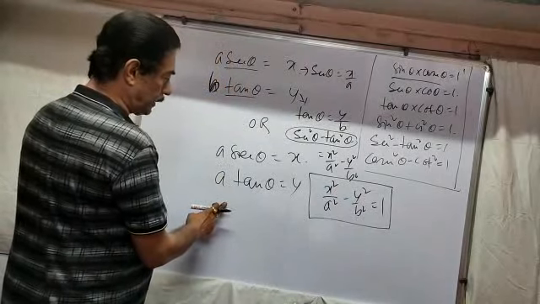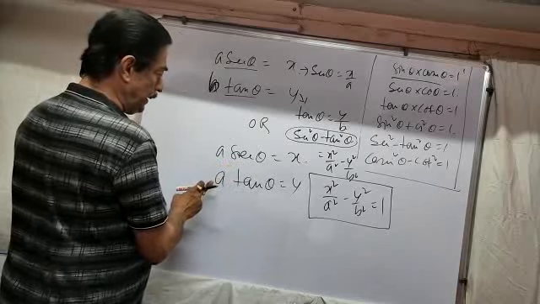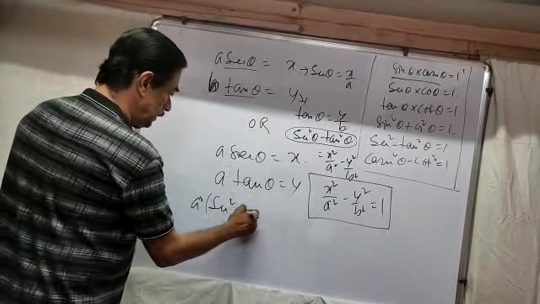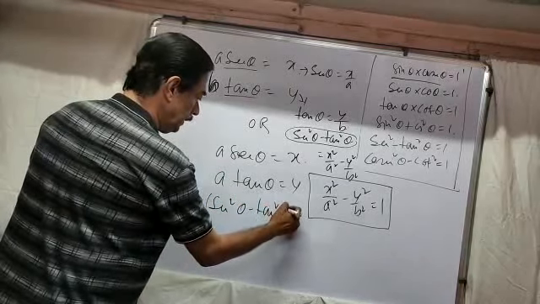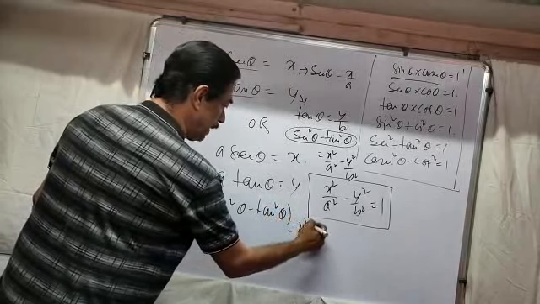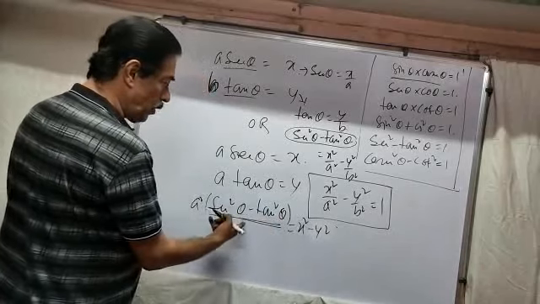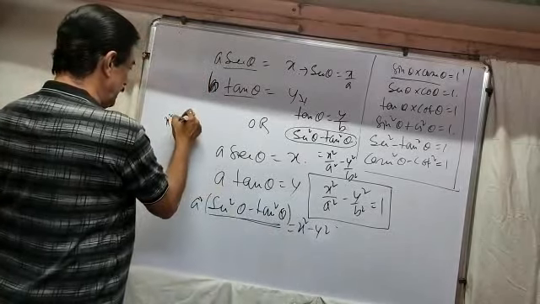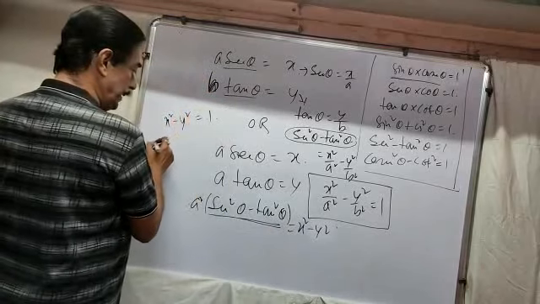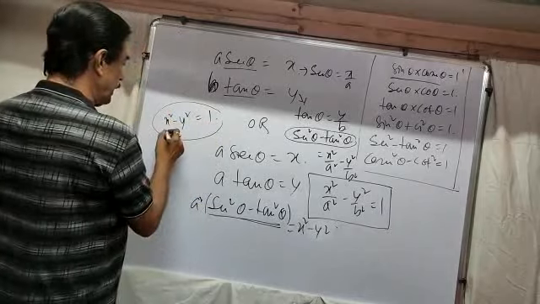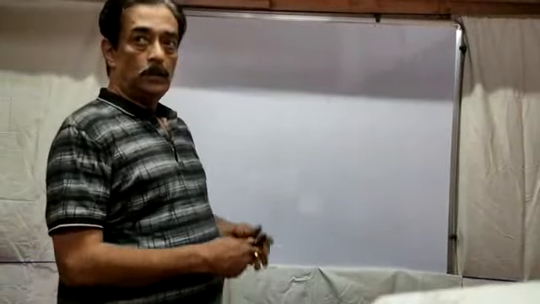In these cases, both are a. So you can directly square and subtract: a square sec square theta minus a square tan square theta. We can take a square common, sec square theta minus tan square theta, and the result is x square minus y square. So this is equal to the constant 1. So x square minus y square equals 1. This is the equation. Now we are starting one of the important areas, trigonometry solution.